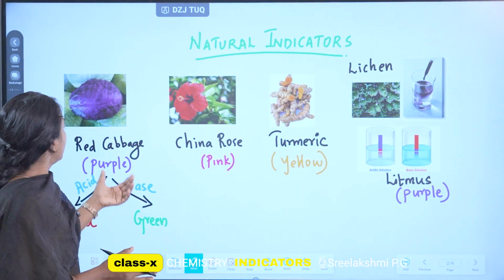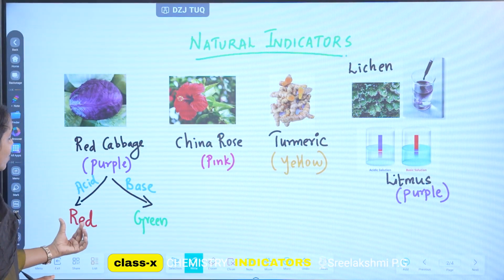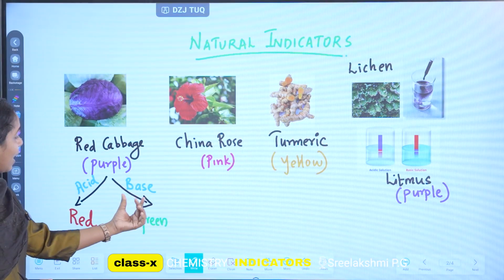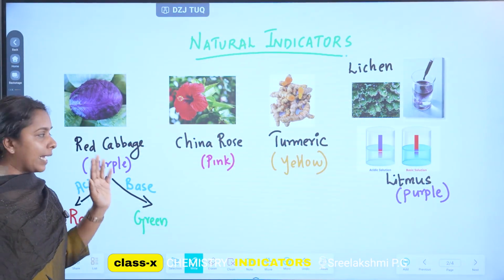Isn't it beautiful? So many colors we get to see, right? From the purple, we get red in presence of acid and green in presence of base. That is the first example.